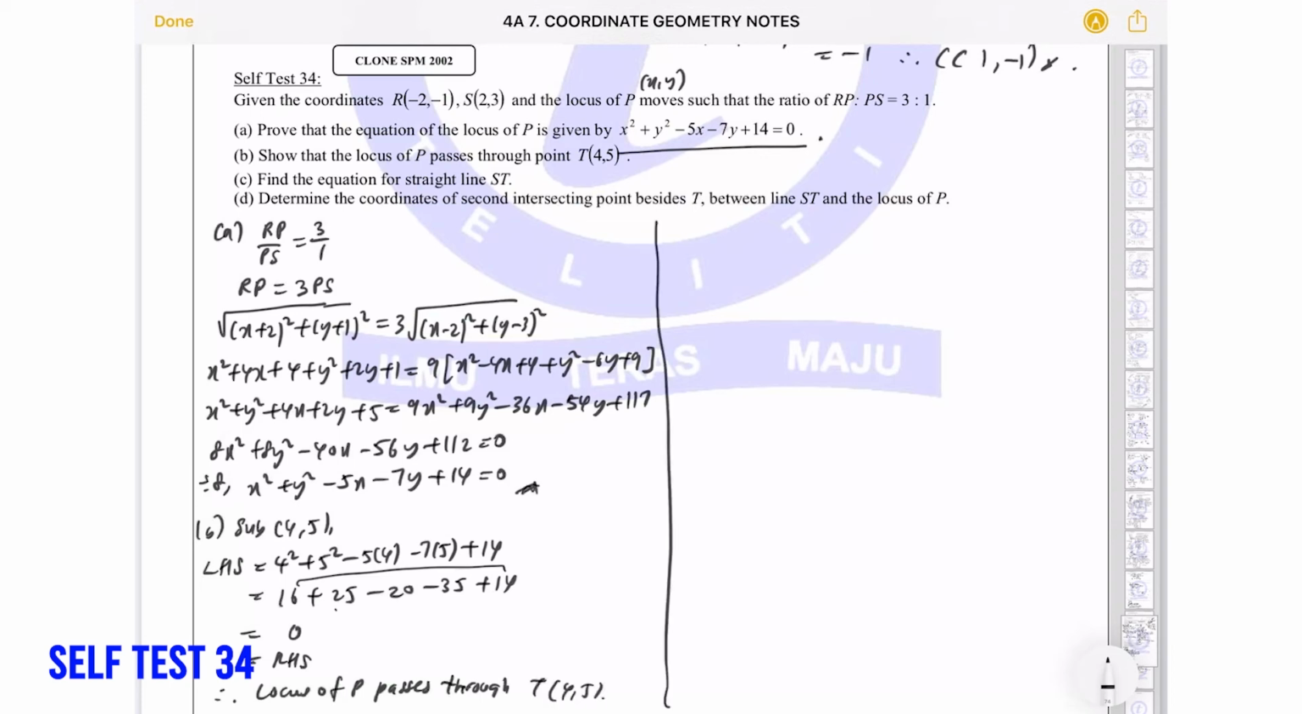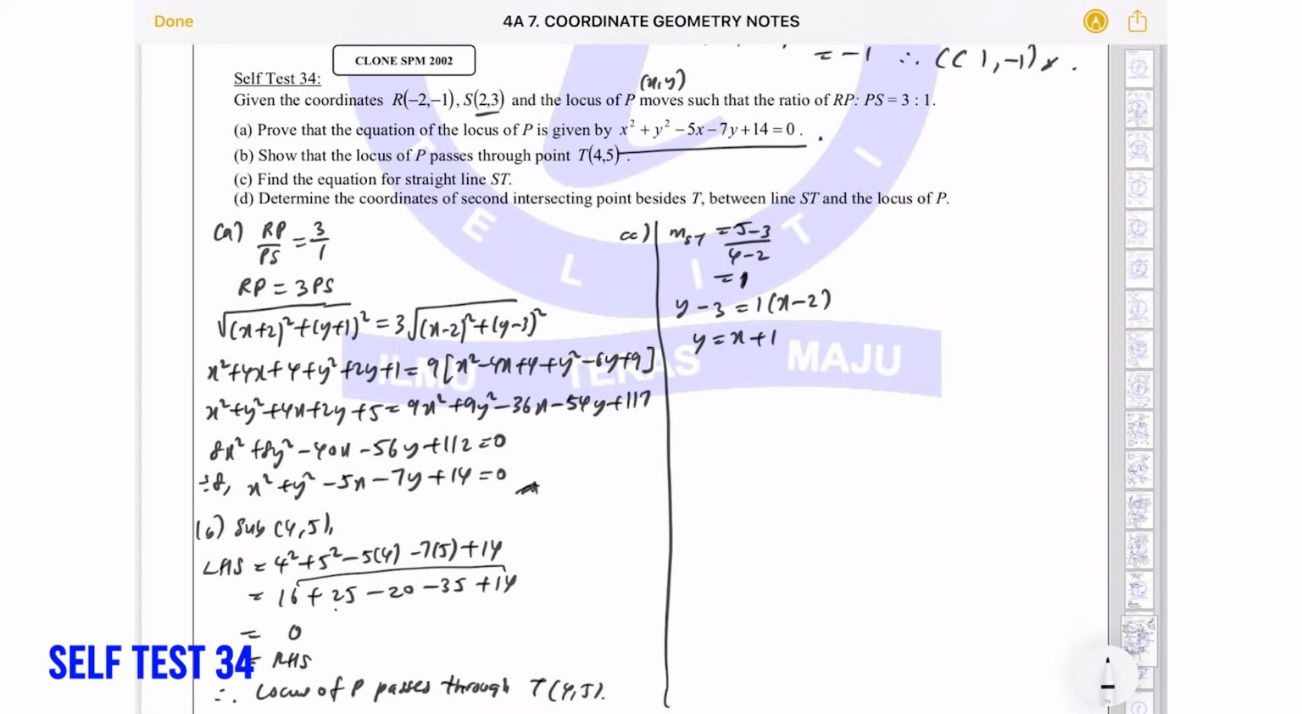Up to here, okay, right? Not that difficult. Now, next we'll find the equation of straight line ST. We've got point T and point S. Let's find the gradient. Gradient ST, I take T first, 5 minus 3 over 4 minus 2, which is 2 over 2, which is 1. Then I use the equation y minus y1, let me take point S, y1 is 3, gradient is 1, x minus x1, 2. So y is x minus 2 plus 3, which is x plus 1. This is the equation of straight line ST.